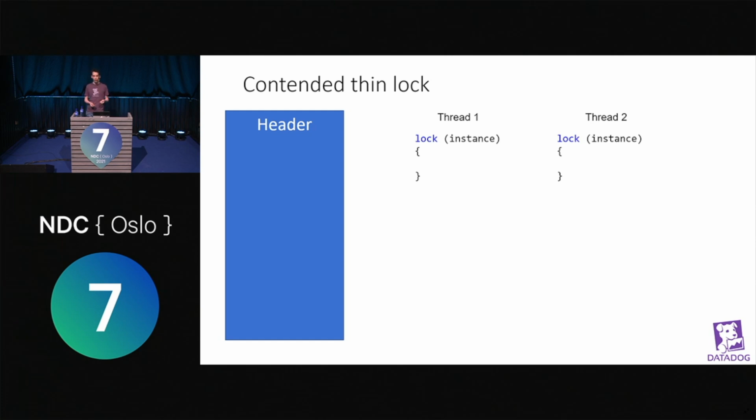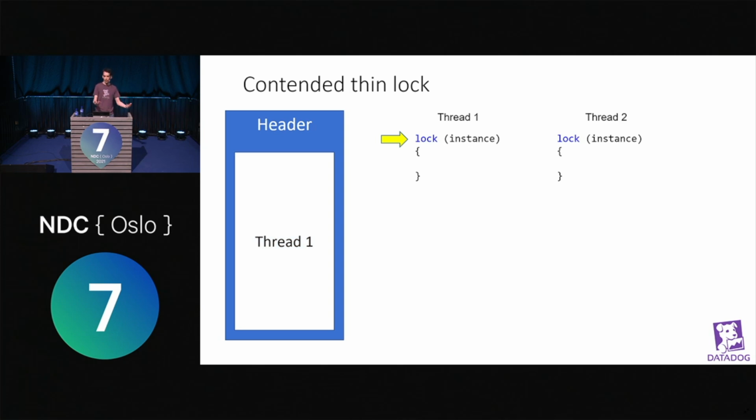So, for instance, let's consider what is going to happen if you have two threads competing for the same lock. Thread 1 arrives first, it acquires the lock, so the runtime is going to store the information in the header that thread 1 is owning the lock, and it executes the critical section. And then thread 2 arrives and tries to do the same thing. It can't acquire the lock because thread 1 already owns it. And so now, what is going to happen?